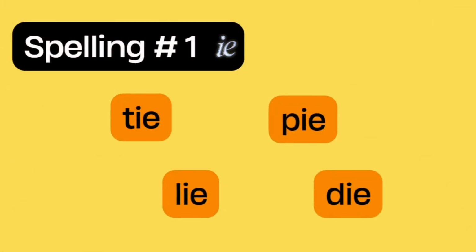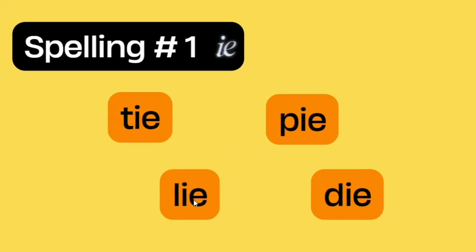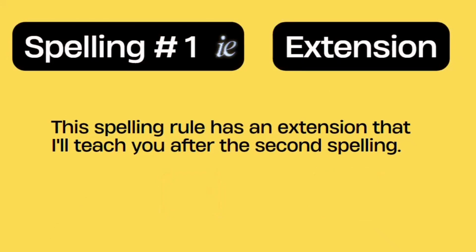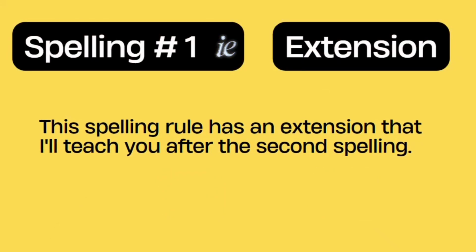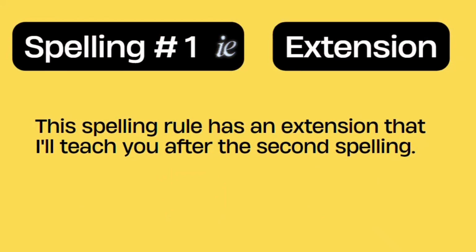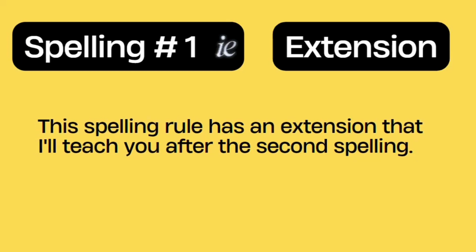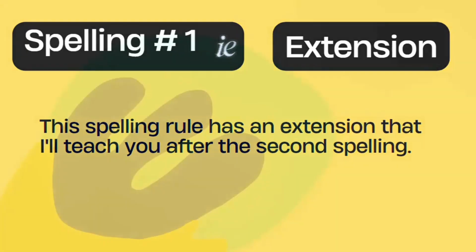And the 4 words are tie, pie, lie, die. It's very easy to memorize. They all are rhyming. Tie, pie, lie, die, and you are done. Right? Now, let me tell you that we have an extension to this rule that I'll tell you after the second spelling rule, or the second spelling for the long vowel I. So stay tuned, please.